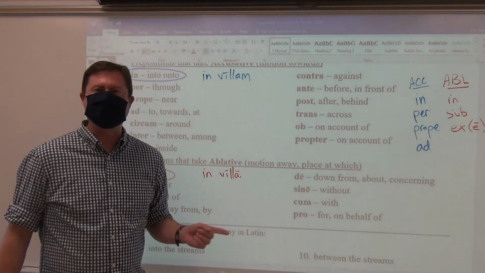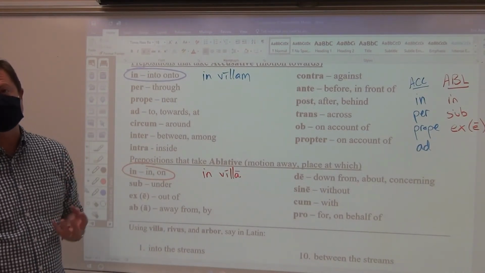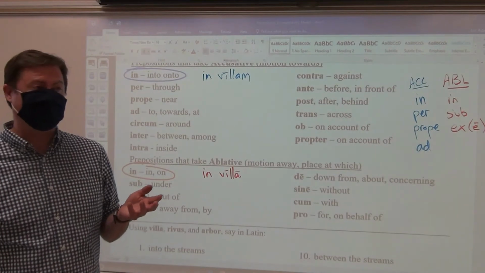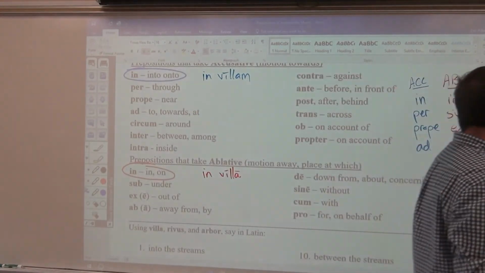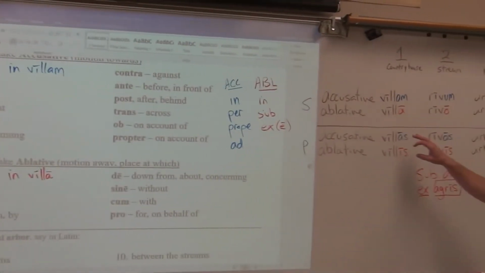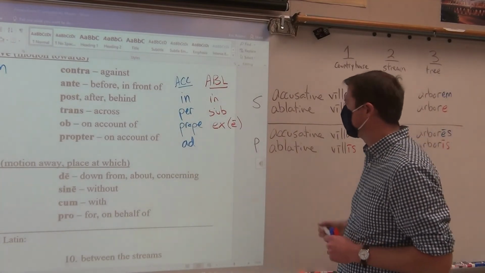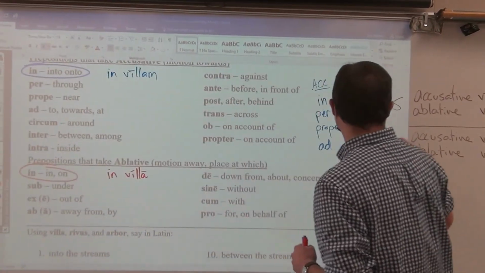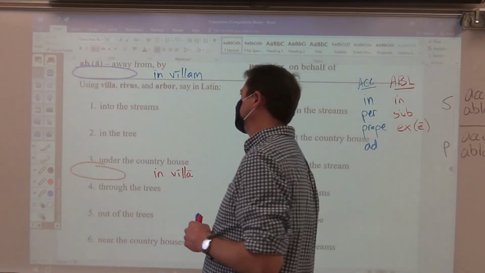So one, you got to know the prepositions themselves. Two, you're going to have to know which case they require. So if I were to tell you the word sine, or without, you have to know that sine requires an ablative, and then you're going to have to know the accusative forms for the three declensions and the ablative forms for the three declensions. So when you practice, so that you can take your quizzes over prepositions, I'm going to give you the English expressions, the prepositional phrases, and you're going to have to render them into Latin.